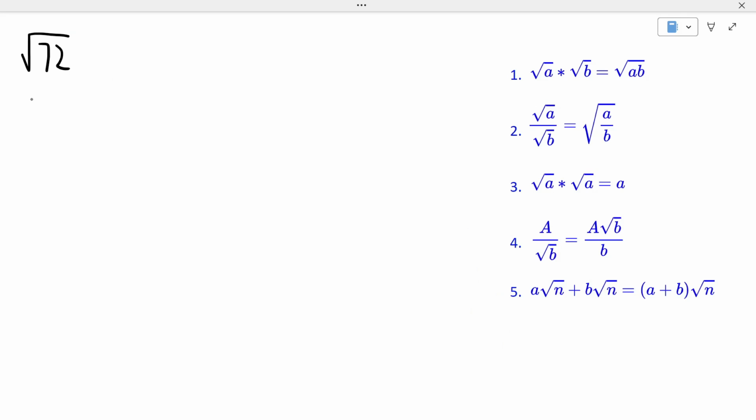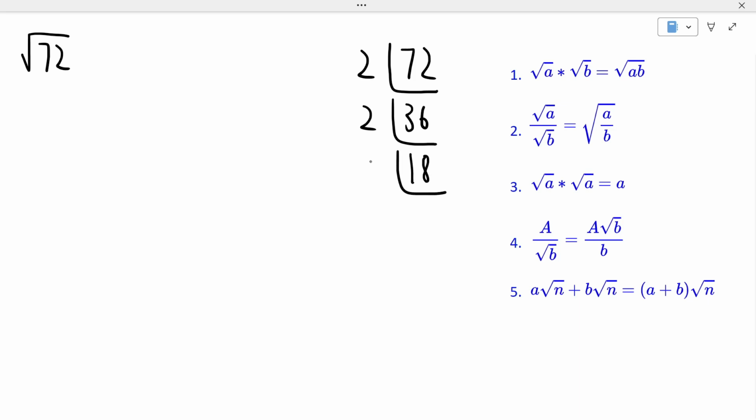So here's a slightly harder example. To simplify the square root of 72, we first need to find the prime factorization of 72. 72 is divisible by 2, so 72 divided by 2 is 36. And 36 is divisible by 2, and if we divide that by 2, we end up with 18. 18 is also divisible by 2, and 18 divided by 2 is 9. 9 is divisible by 3, and if we divide 9 by 3, we end up with 3. And 3 is a prime number, so we can't factor this any further. Therefore, the prime factorization of 72 is 2 times 2 times 2 times 3 times 3.